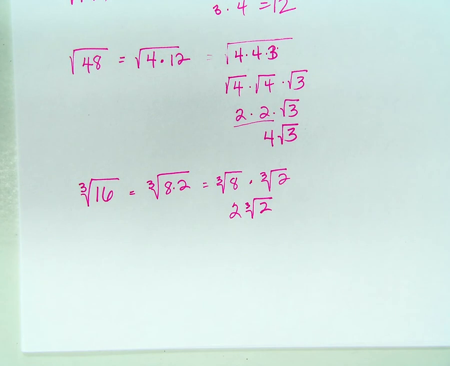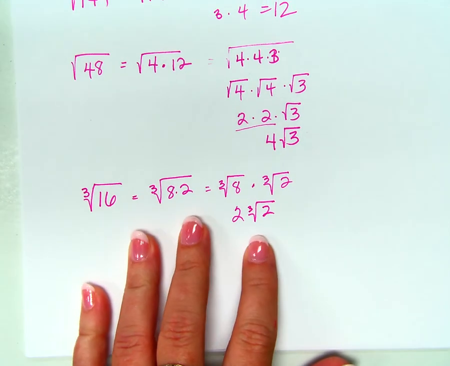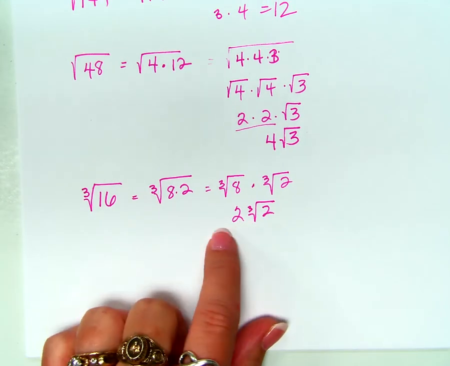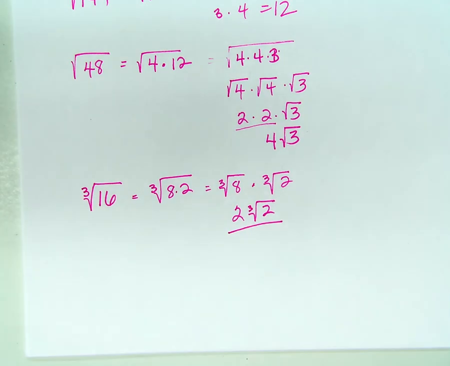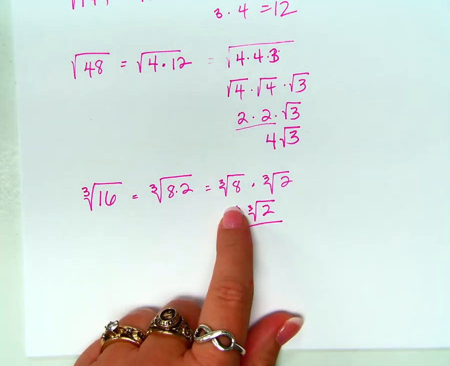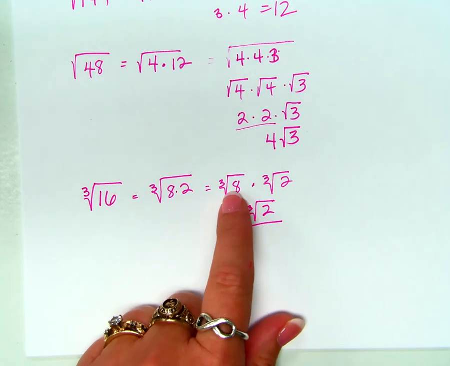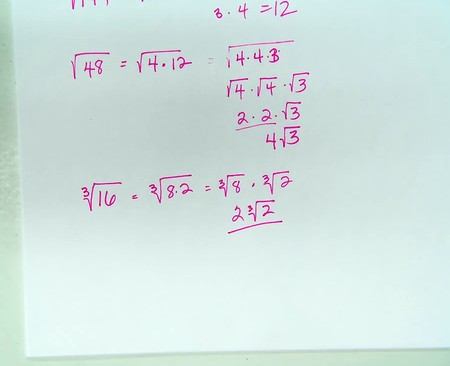Questions? Anybody? Is it just what? It's 2 cube root of 2. Like, that is the whole answer right here. That's the answer. You still have to have that 2 in the front because we got that 2 in the front from taking the cube root of 8. Does that make sense? Yeah.